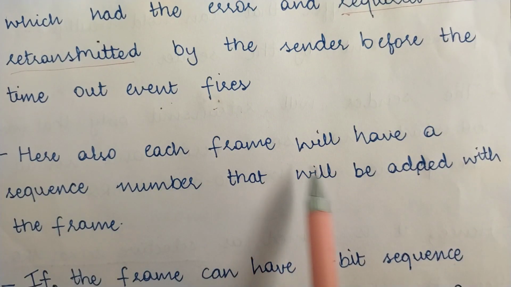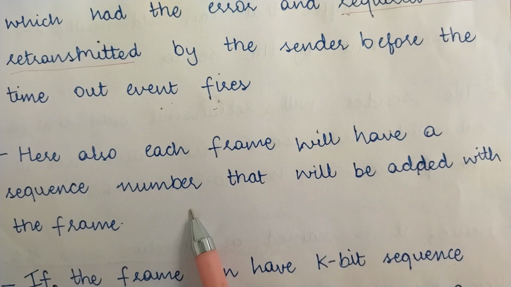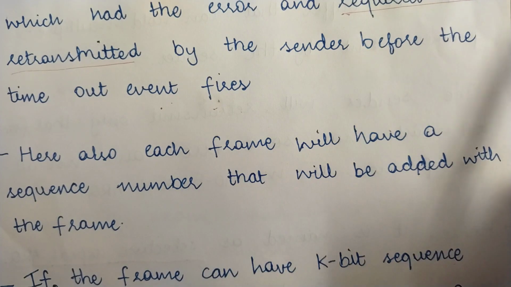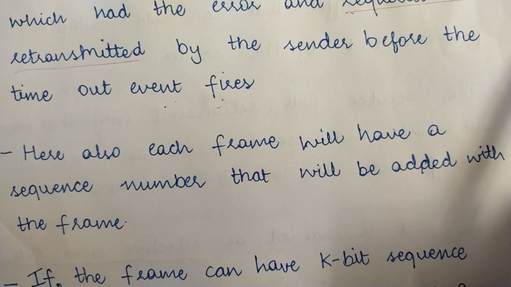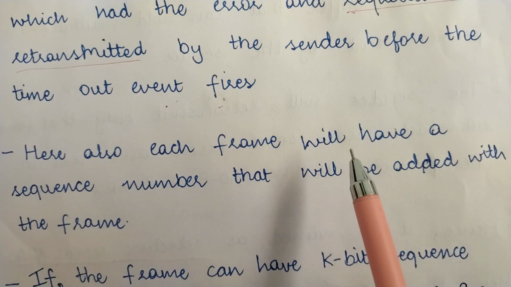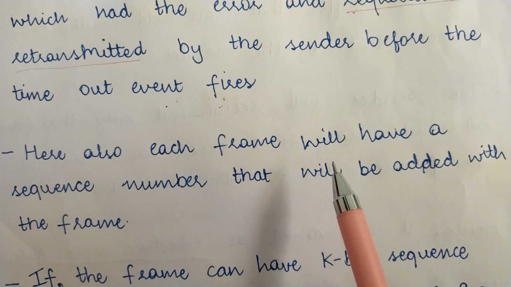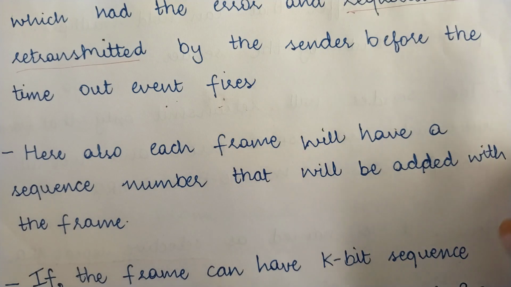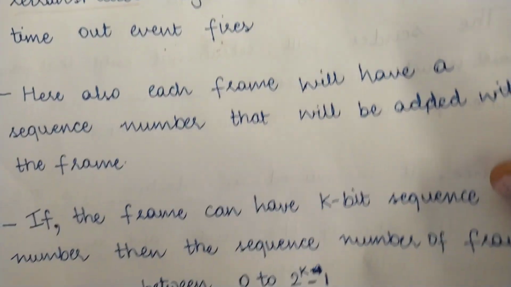Here also each frame will have a sequence number. So now, just like the Go-Back-N ARQ protocol, here also a sequence number is attached to each frame to be able to uniquely distinguish each frame from the other frame and to be able to identify whether a frame received is a duplicate frame or not.